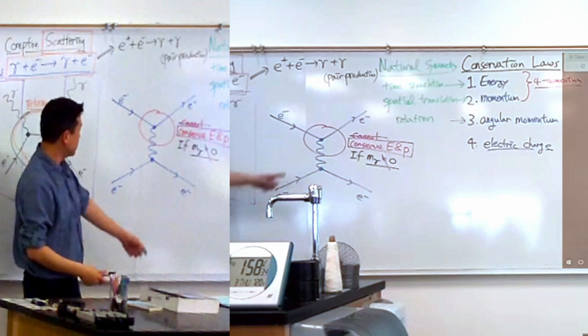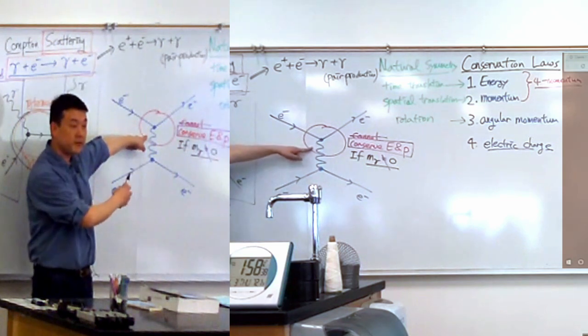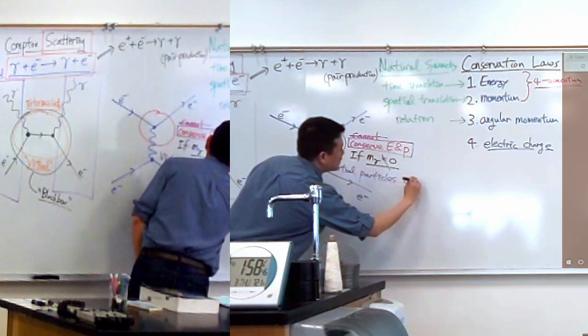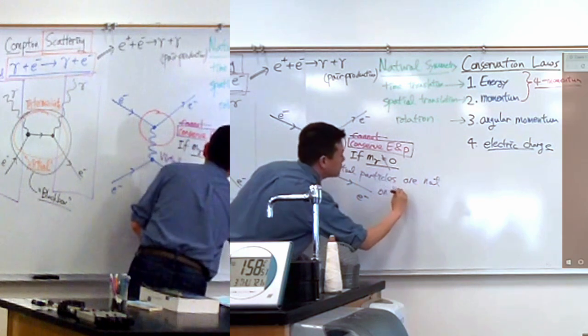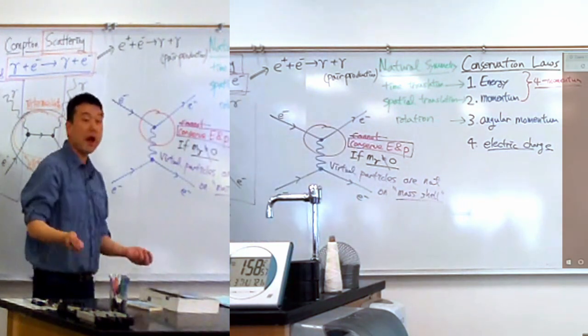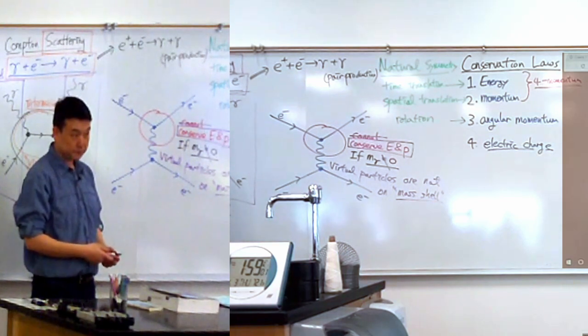So you are going to say, this is a virtual photon. You are going to say virtual particles are not, this is the phrase, on their mass shell. As in, you know the properties of the real particles. A real photon has mass of 0.